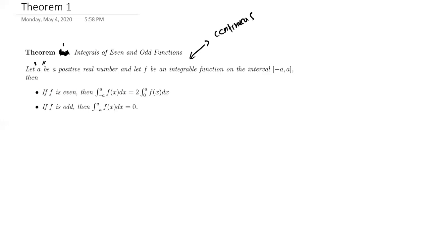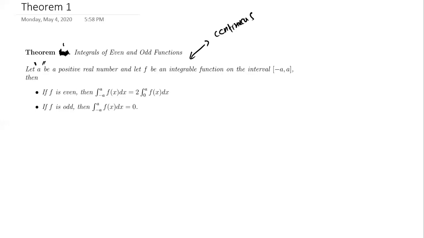So what do we conclude? If f is even, then the integral of f on the interval negative a to a is just twice the integral of f on the interval 0 to a. Then if f is odd, then the definite integral from negative a to a of f is just 0.